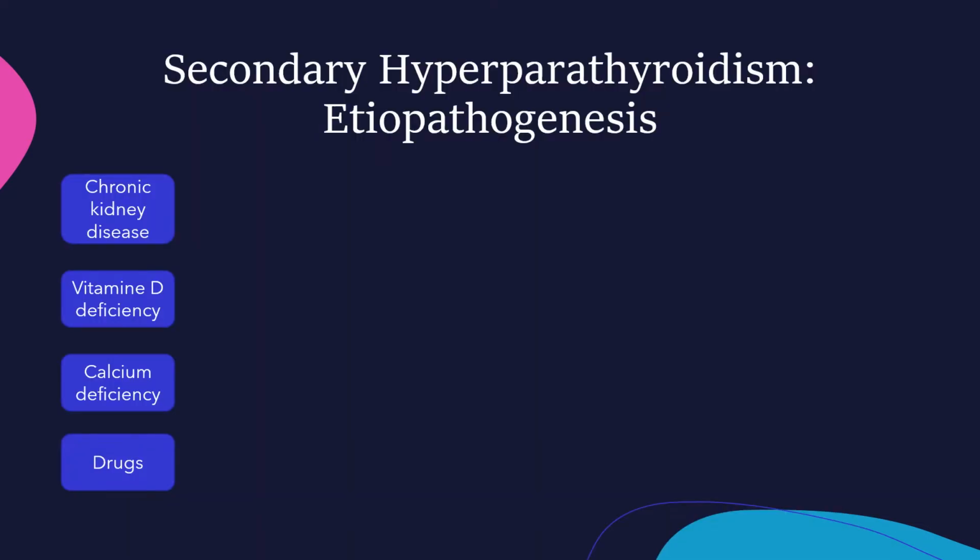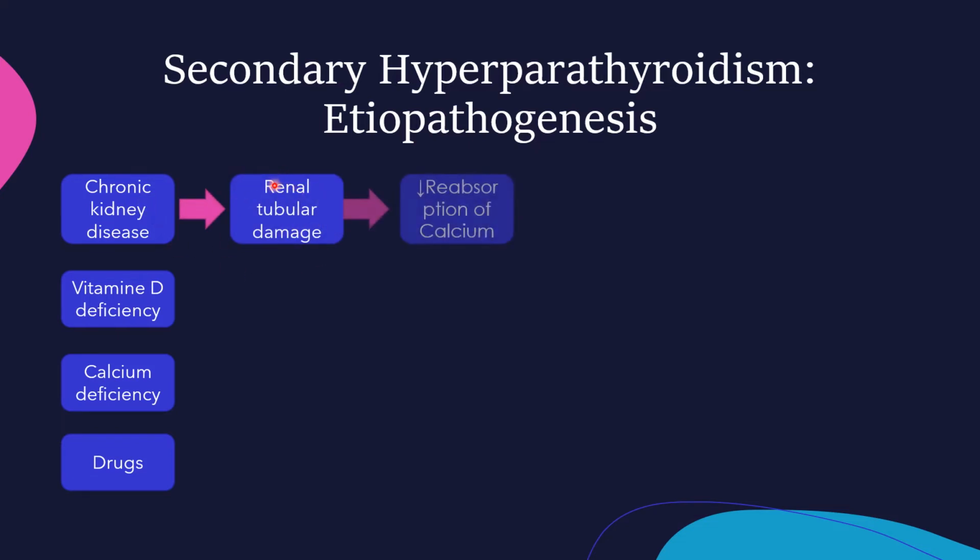Next, we're going to speak about hyperparathyroidism, and we will start directly with the etiopathogenesis. The etiologies that can lead to secondary hyperparathyroidism are chronic kidney disease, vitamin D deficiency, calcium deficiency, or drugs. In chronic kidney disease, we speak about renal tubular damage. Renal tubular damage may lead to decreased reabsorption of calcium, which will then lead to hypocalcemia, and hypocalcemia may lead to a compensatory increase in parathyroid hormone secretion.